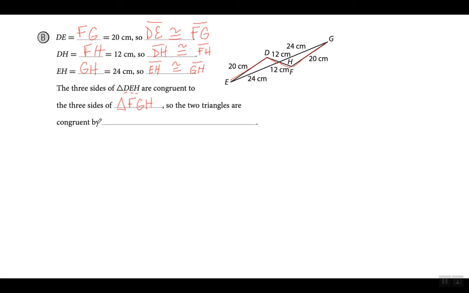So the two triangles are congruent by the SSS triangle congruence theorem. Los dos triángulos son congruentes por el teorema de lado, lado, lado. All right, let's go move on.